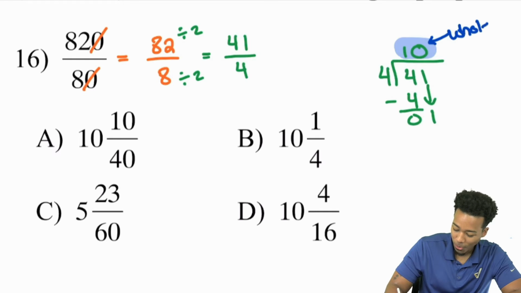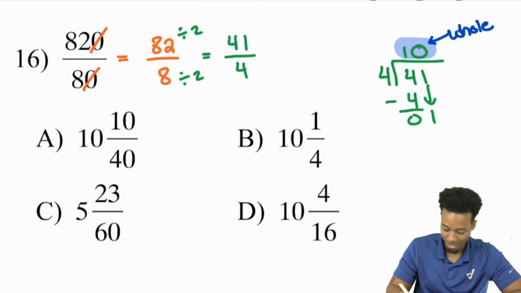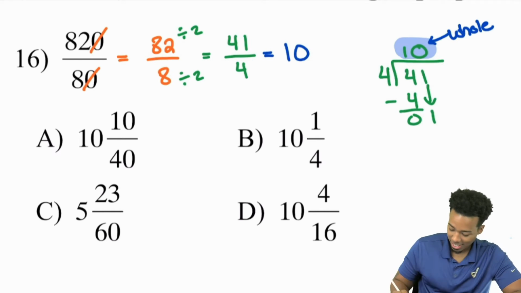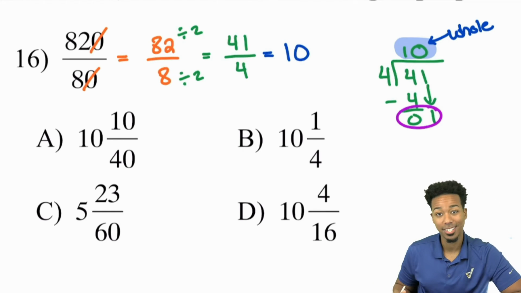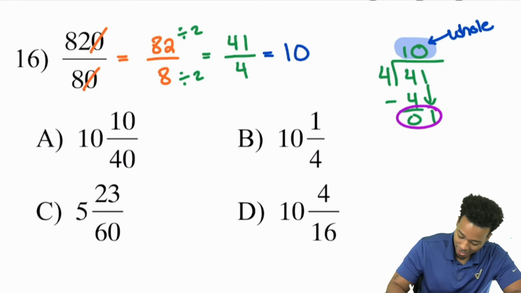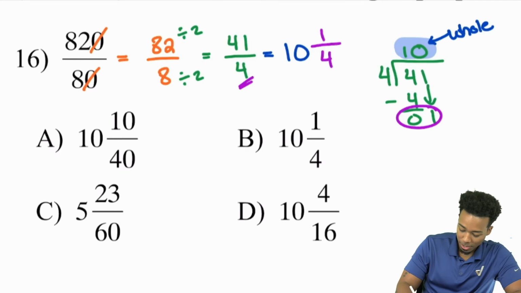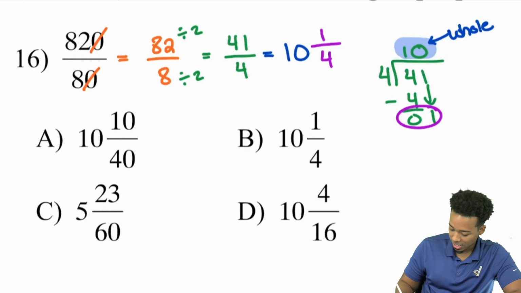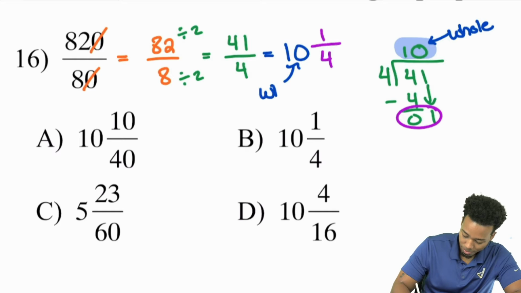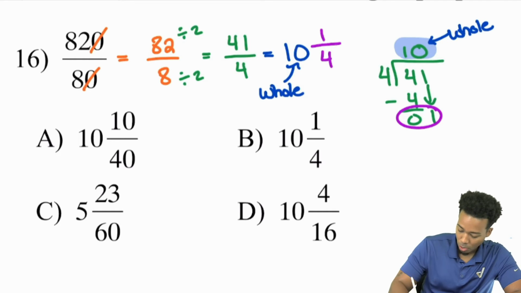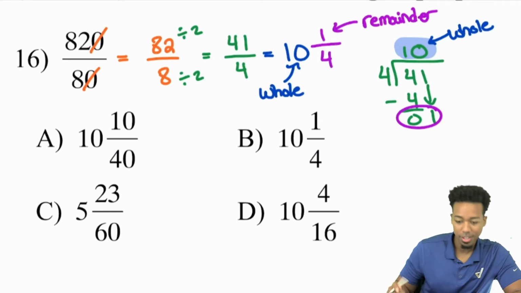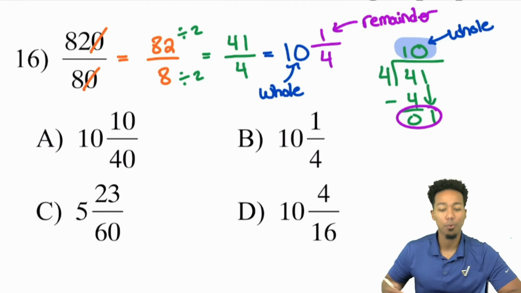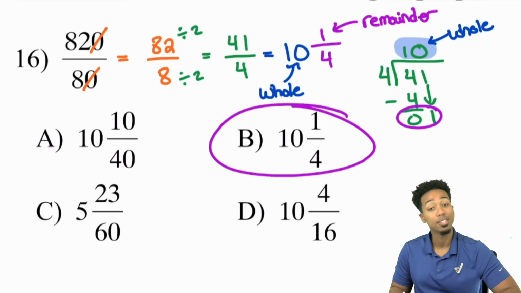Let me spell that correctly. 10 whole times. So this turns into 10. And then here's your remainder. You got a leftover of 1. And so what that tells me is that you're going to have 1 left over out of the 4. Again, your denominator stays the same. Right over here, this is the whole number of times. And then this is the remainder once you divide it out. This is what remains. Booyah, just like that. So you have 10 and 1/4 or 10 and a quarter, and that is B.